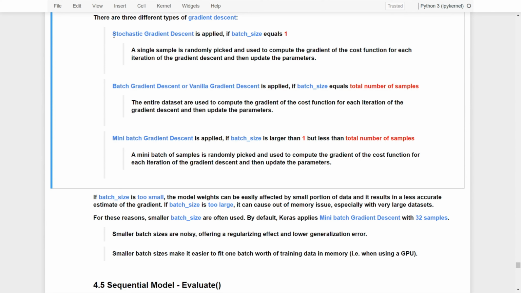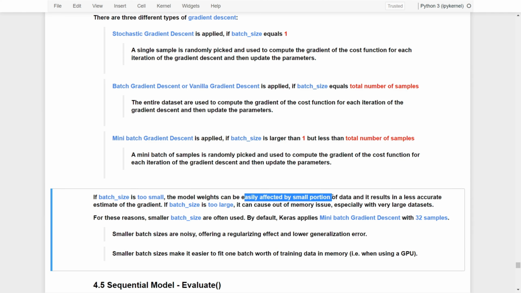There are reasons that we do not go for stochastic gradient descent or batch gradient descent. If the batch size is too small, the model weights can be easily affected by small portions of the data. It means that the optimization will fluctuate a lot, and it results in a less accurate estimate of the gradient. However, if the batch size is too large, that means the entire number of samples, it can cause out-of-memory issues, especially with very large datasets. It means the training will be extremely slow.